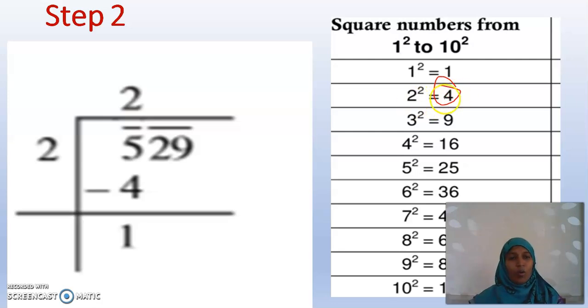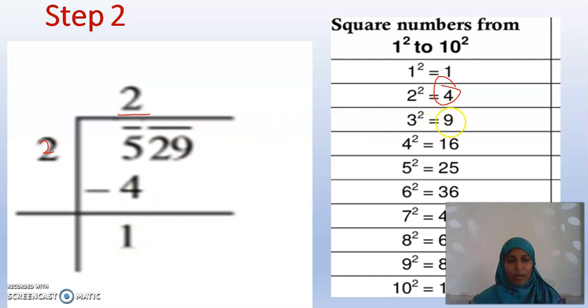Okay. So how I got 4? 2 squared is 4. That is 2 into 2. This 2 into 2 is placed here. You have to write 2 and 2 here. And that 4 is placed here. Is it clear, my dear children, the first step? So if I subtract 5 less 4, it is 1. This is the second step.